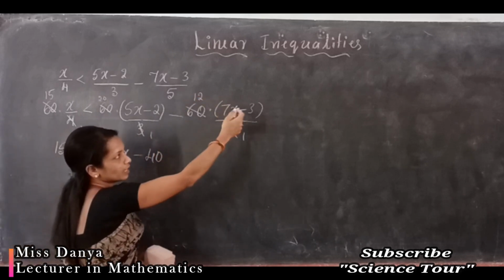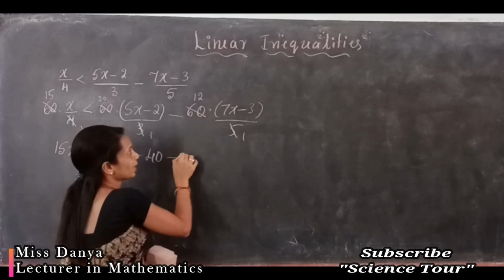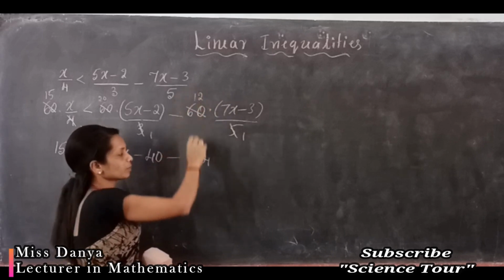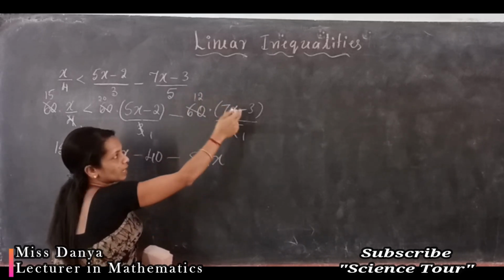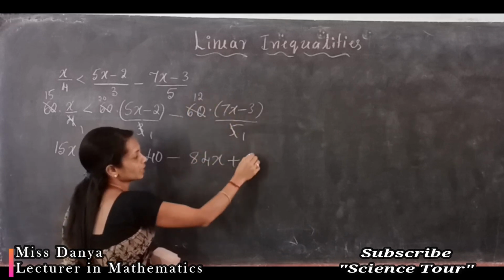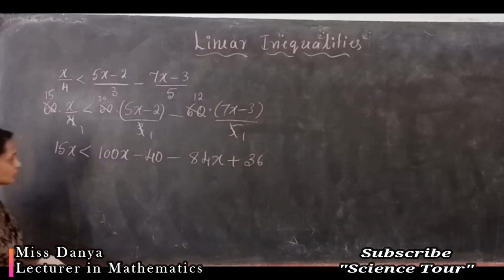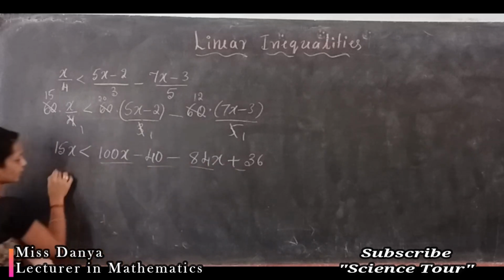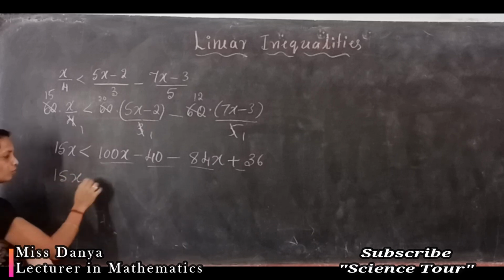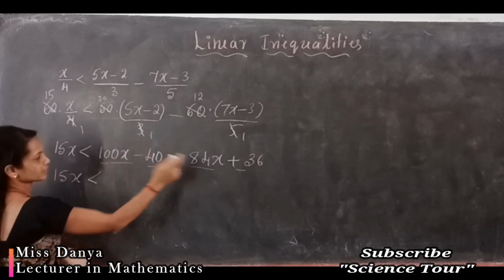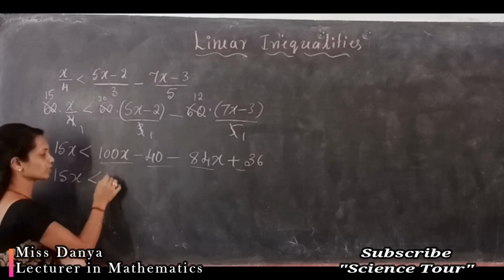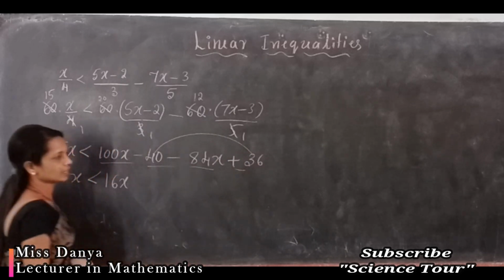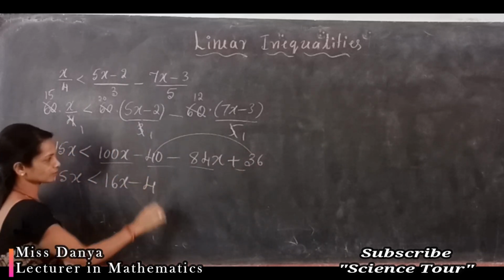Next, minus 12, you have to multiply inside this bracket. Minus 12 into 7x is minus 84x. Next, minus into minus will be plus, 12 into 3 that is 36. Now you simplify your like terms, so you add the numbers, and the left side you keep the same for a moment. 15x is less than 100x minus 84x, that is 16x. Then minus 40 plus 36, that is minus 4.